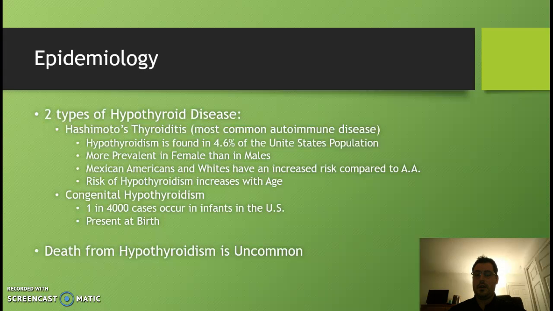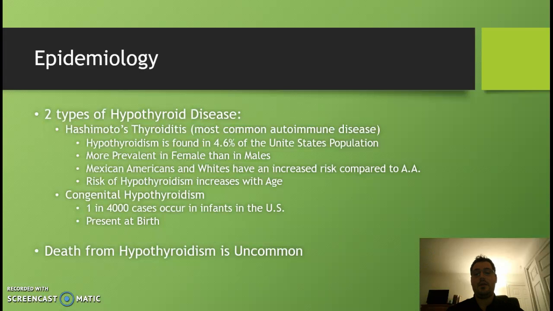There are two types of hypothyroid disease: Hashimoto's thyroiditis, which is the most common and an autoimmune disease, and congenital hypothyroidism. Hashimoto's thyroiditis is a hypothyroidism found in 4.6% of the United States population. It is more prevalent in females and males and more prevalent in whites and Mexican American populations as compared to their African American counterpart populations. The risk of hypothyroidism from Hashimoto's thyroiditis tends to increase with age.